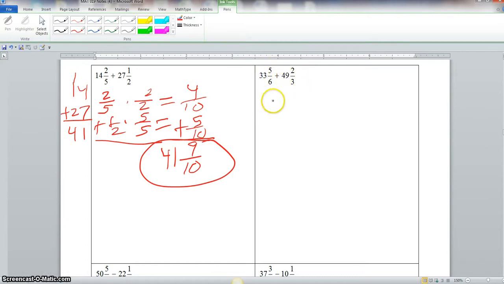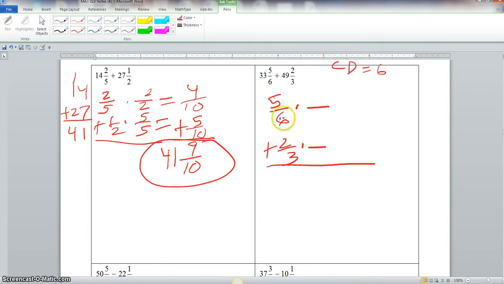Okay, now let's try it again over here. Again, let's just add up the fractions. We have 5/6 plus 2/3. Okay, the common denominator of 6 and 3 we know is 6. So we could do it the same way we've done in previous problems. The common denominator is 6. 6 goes into 6 once, so we'll multiply the numerator and denominator by 1. 6 divided by 3 is 2, so we'll multiply the numerator and denominator by 2.